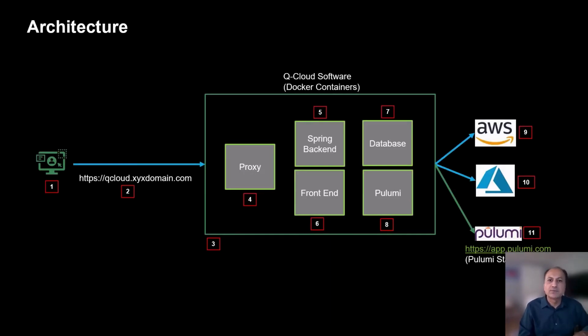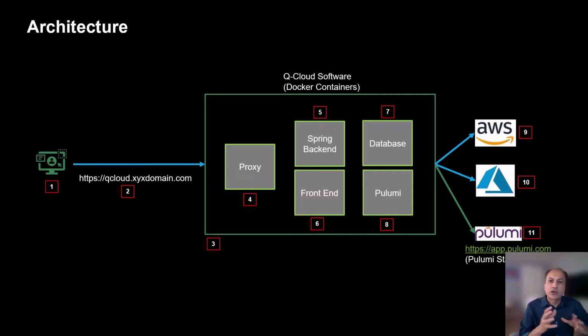I'm here to introduce you to QCloud, a no-code based cloud infrastructure deployment tool. This video is part of a series of videos that we are walking you through deploying an AWS EKS, Elastic Kubernetes Services-based infrastructure. In this video, I will walk you through the concepts and give you an overview of the various components in QCloud. What you see is the high-level architecture for QCloud.